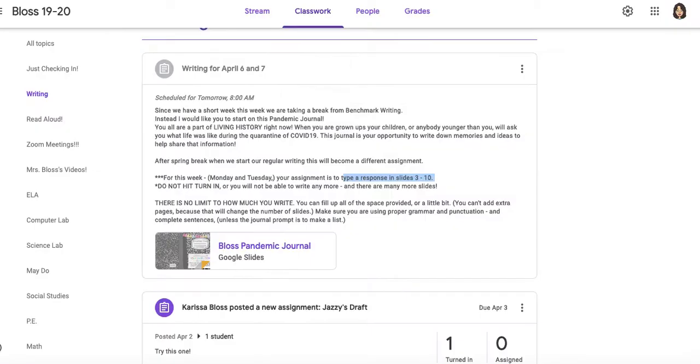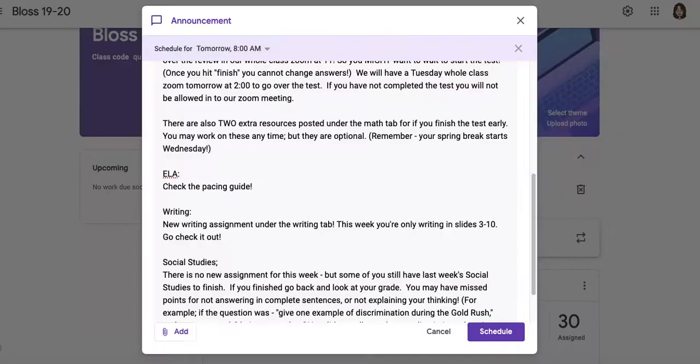There's no limit to how much you write. So you can fill up all the space provided or a little bit. What I don't want you to do is add extra slides because then that's going to change the number of slides and it'll mess you up when I tell you which number of slides to do. So it is still writing, so make sure you're using proper grammar and punctuation and complete sentences, unless of course the prompt says that you don't need complete sentences.